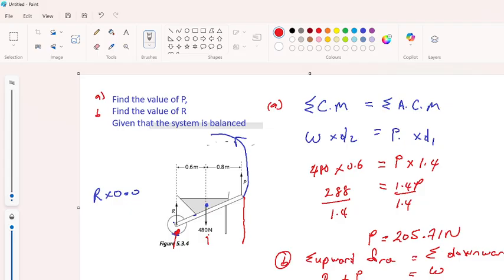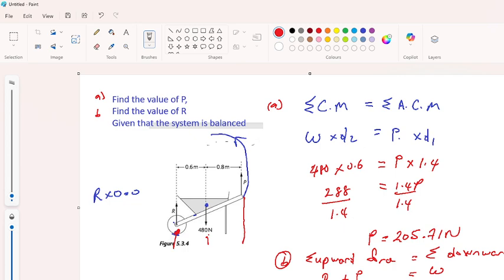We know P, we just found P to be 205.71, and W is equal to 480, and that's gonna be R. Therefore, R would have been equal to 480 minus 205.71, and that would have been equal to that. So that is the other condition. And I know you're thinking this is too easy. This is easy. It does get harder.